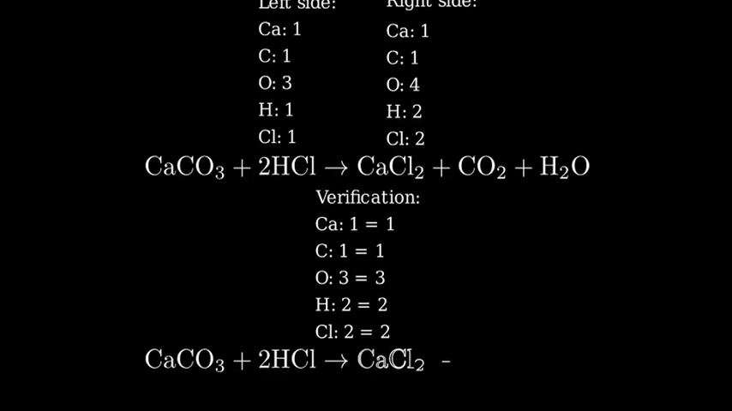And there we have it. We've successfully balanced our chemical equation. The final balanced equation is CaCO3 plus 2 HCl yields CaCl2 plus CO2 plus H2O.